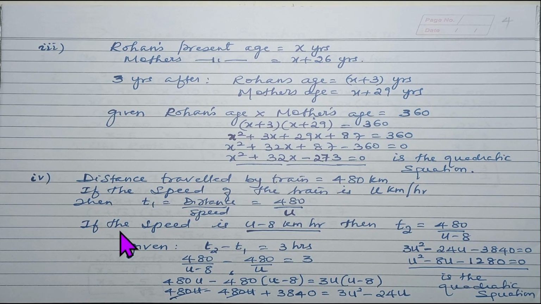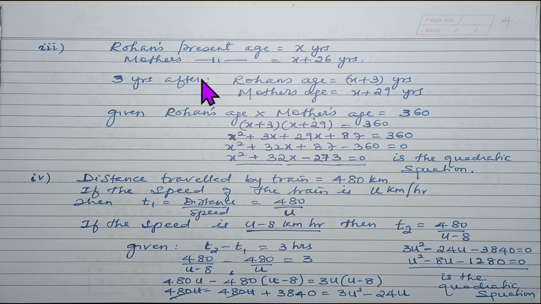Now the next example is, they have given Rohan's present age is x years. Please understand, Rohan's present age is x years and the mother's present age is x plus 26 years. That means it is given that Rohan's present age is x and mother's age is 26 years more than Rohan, therefore it is x plus 26 years. But that is the present age.